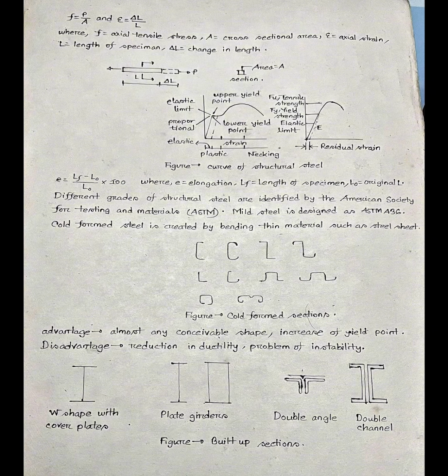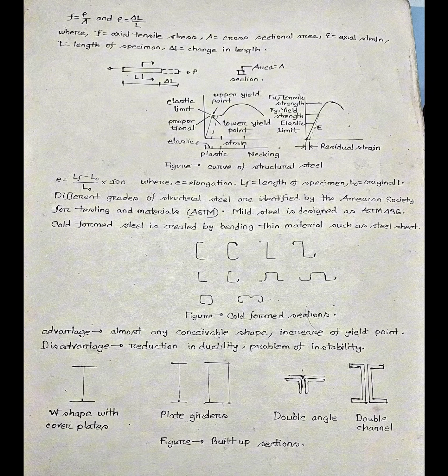Proportional limit, elastic limit, upper yield point, lower yield point, ultimate tensile strength F_U, yield strength F_Y, elastic region, plastic region, necking region, residual strain E, where epsilon equals elongation, L_F equals length of specimen, L_0 equals original length.